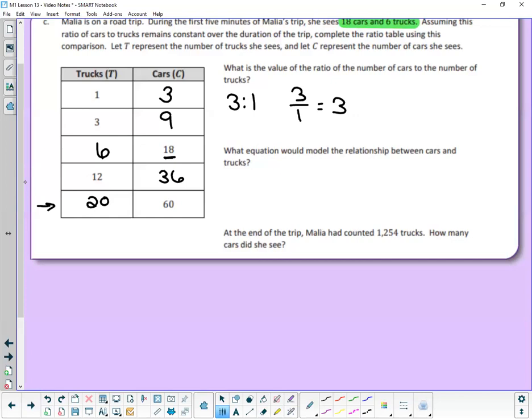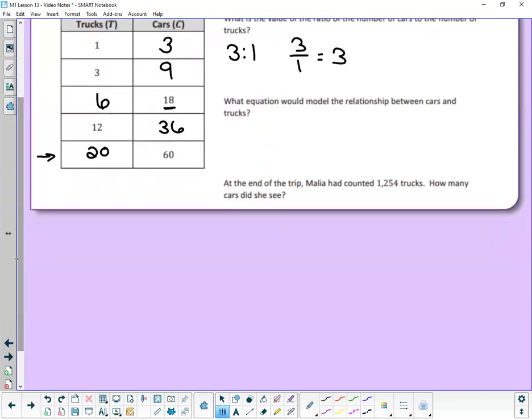Well, it's actually 2 equations I could write, believe it or not. Let's start with this one. This says, what's the relationship between cars and trucks? Well, to figure out the number of cars, there's the value of the ratio, 3. So I'm going to take the number of trucks and multiply that by 3. So the number of cars is going to be 3t, or 3 times the number of trucks.